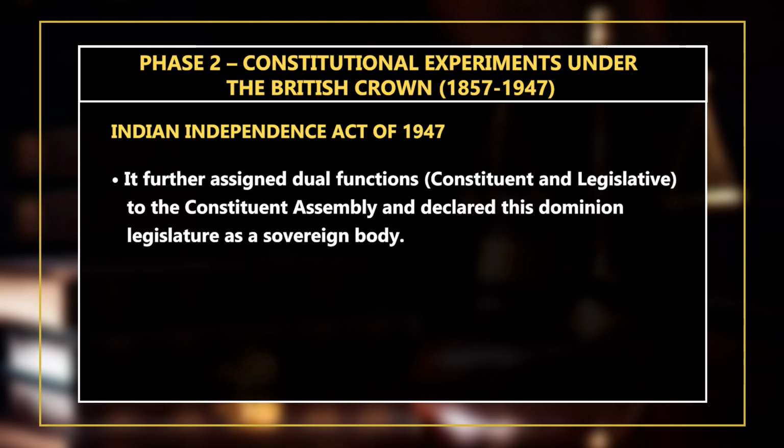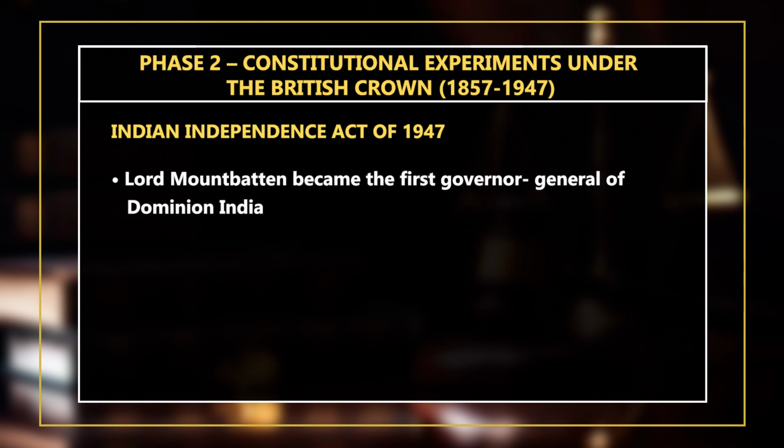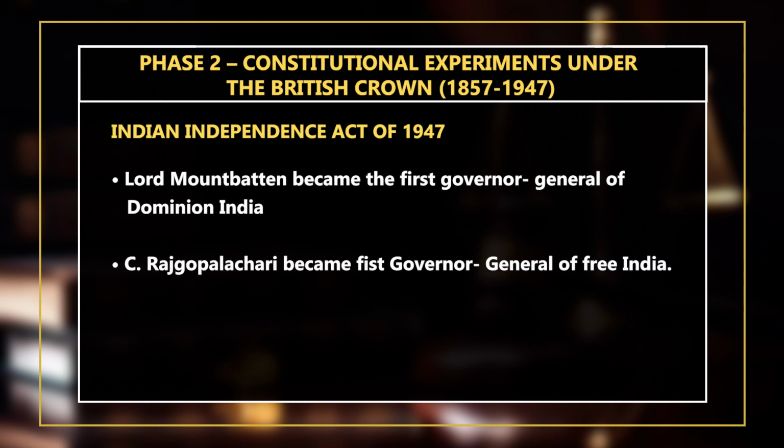It further assigned dual functions, that is the constituent and legislative, to the Constituent Assembly and declared this Dominion legislature a sovereign body. Lord Mountbatten became the first Governor General of Dominion India. Rajagopalachari became the first Governor General of Free India. Now, after these appointments, we come to the framing of the Indian Constitution.